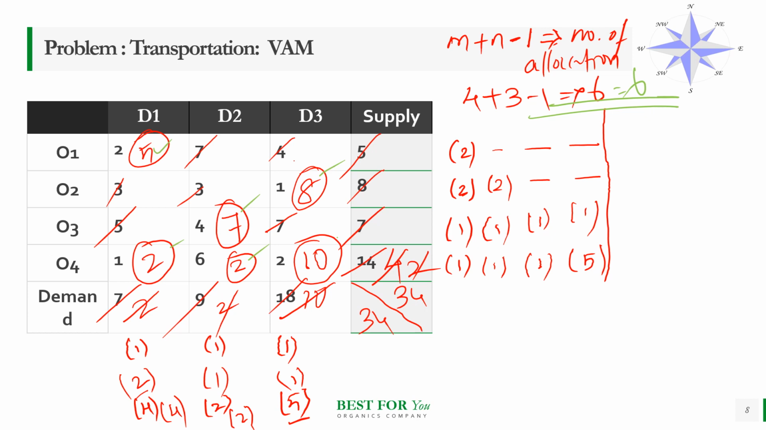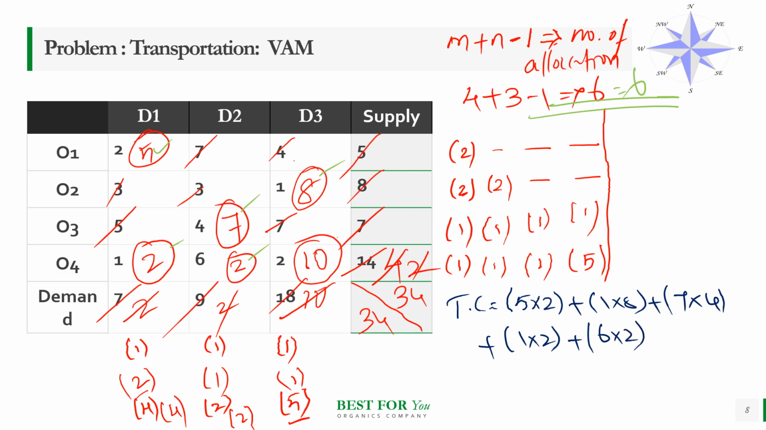Now we need to find the total transportation cost. Here we multiply the number of allocations with the cost. So 5 into 2 plus 1 into 8 plus 7 into 4 plus 1 into 2 plus 6 into 2 plus 2 into 10. So the total transportation cost is 80.